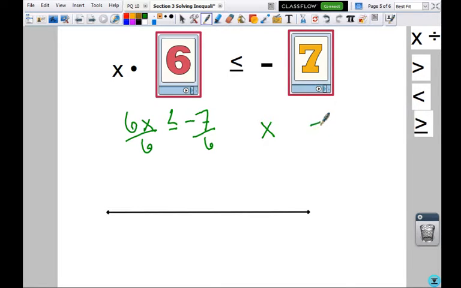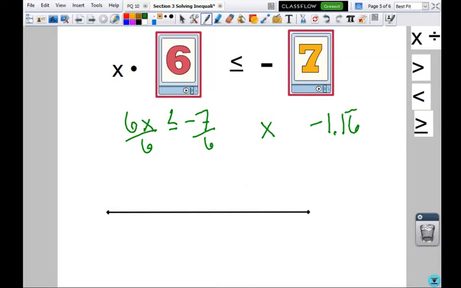I'm going to get -7/6. What's 7 divided by 6? You got decimals right there. What did you get? Negative 1.16 repeating. Okay. All right, and then on this one, did I divide by a negative?